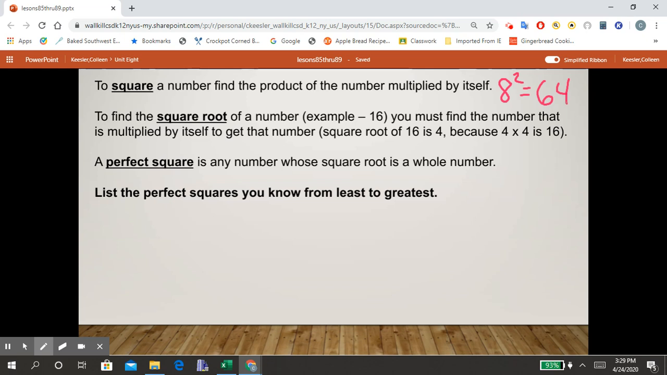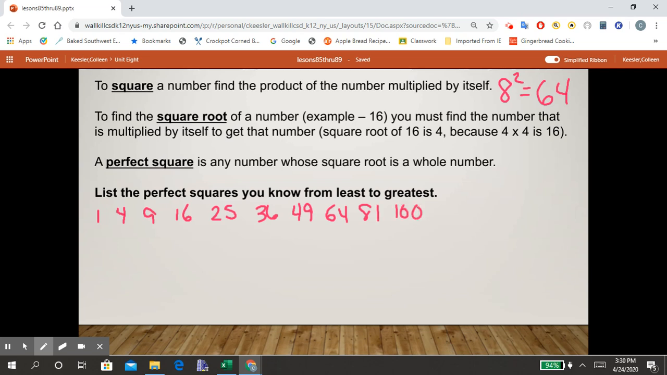So we could kind of do the math in our head. 1 times 1 is 1, so 1 is a perfect square. 2 times 2 is 4, so 4 is a perfect square. 3 times 3 is 9, so 9 is a perfect square. 4 times 4 is 16, so 16 is a perfect square. 5 times 5, 25. 6 times 6, 36. 7 times 7, 49. 8 times 8, 64. 9 times 9, 81. 10 times 10, 100.